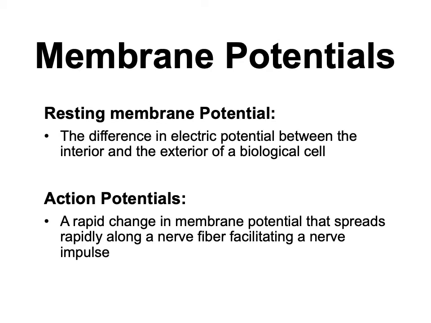Membrane potentials. I will be talking about two types of membrane potentials in this lecture. One is resting membrane potential, which is the difference in electrical potential between the interior and exterior of a biological cell. The other is action potentials, which is a rapid change in the membrane potential that spreads rapidly along a nerve fiber, facilitating a nerve impulse.